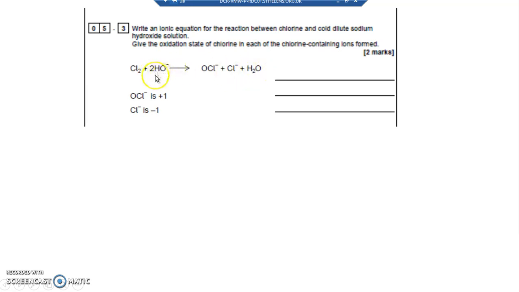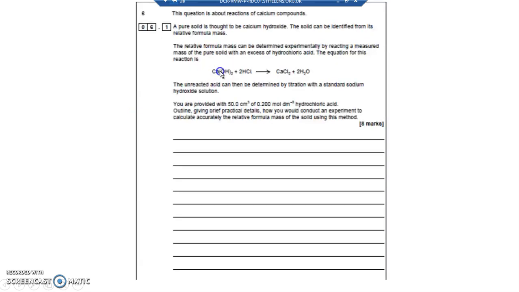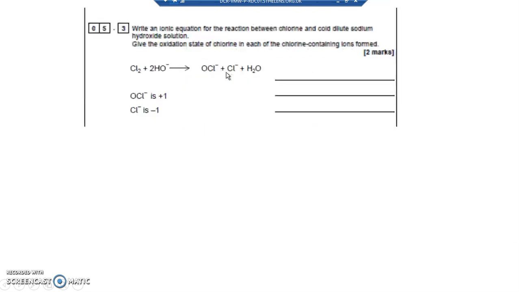But as an ionic equation, you don't involve the Na. Na is plus, so you'd have OH minus, OCl minus, ignoring the Na plus. This must be OCl minus. NaCl must be Na plus Cl minus. And then you're going to need two OH minuses to balance up the two O's and the two H's.